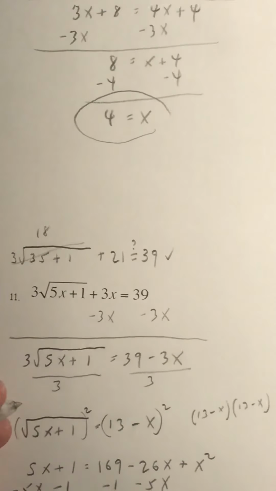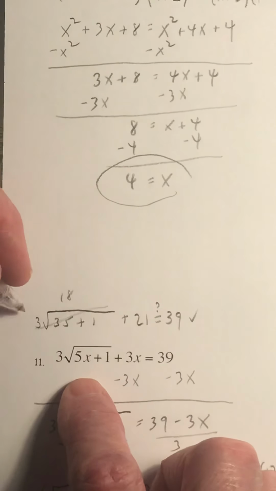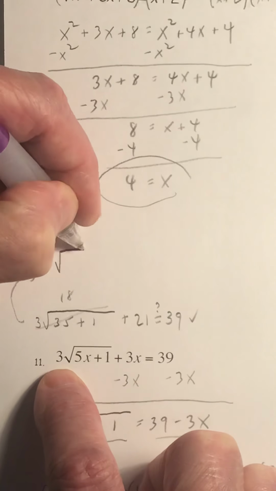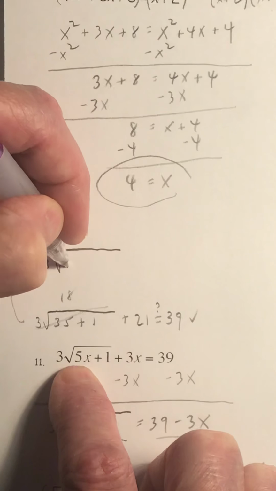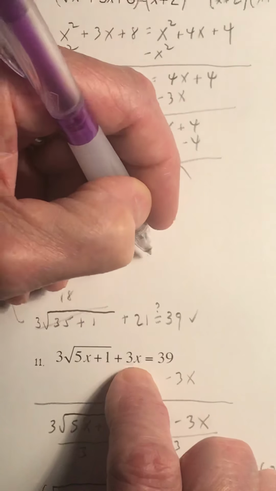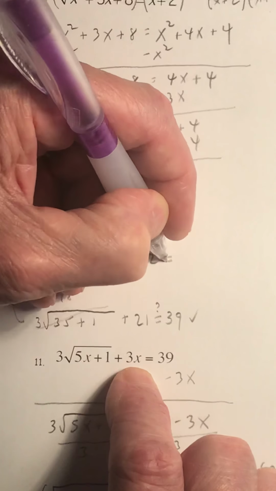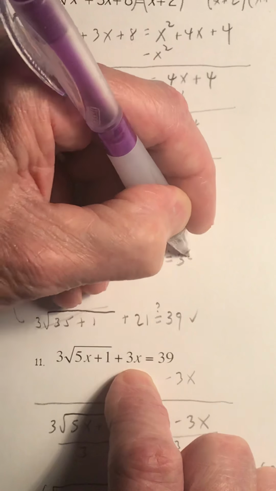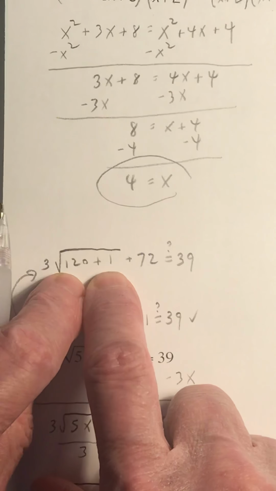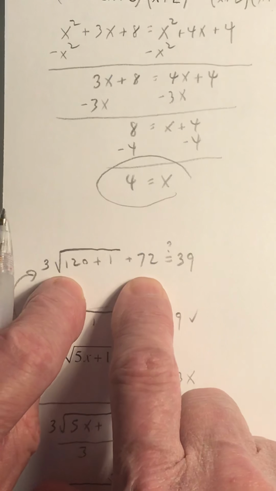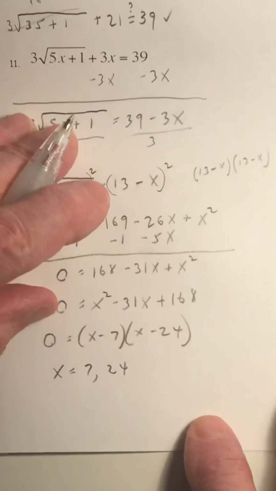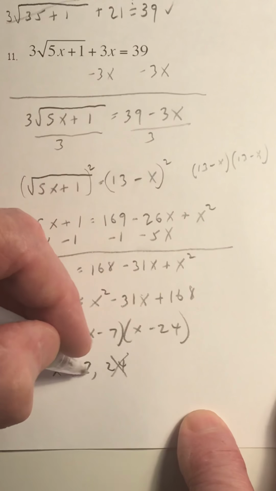If we try the 24, I'm going to run out of room here. 3 times 5 times 24 is 120. And 3 times 24 is 72. You see right now that this does not work because this is going to be 11. 3 times 11 plus 72, that's up over 100. No way that's coming out to 39. So the 24 is not a good solution.